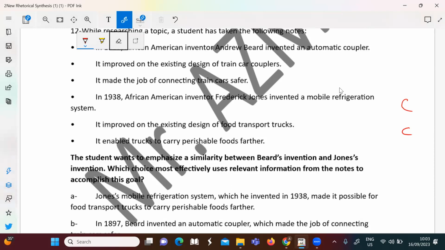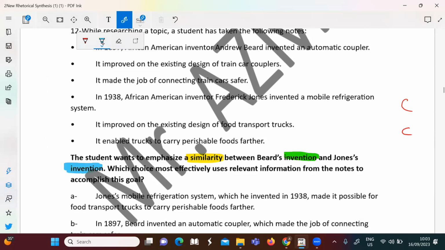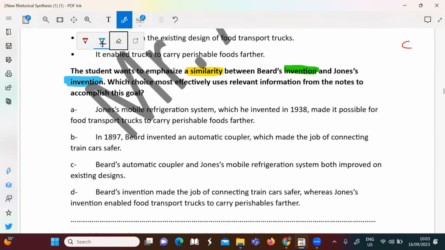The student wants to emphasize the similarity between Brett's invention and Jones' invention. Okay, the key words here: the student wants to emphasize what? Similarity between Brett's invention and Jones' invention. So how many inventions do we have? Two, and I need just a similarity, not similarities. So all of you did C, right? Why?